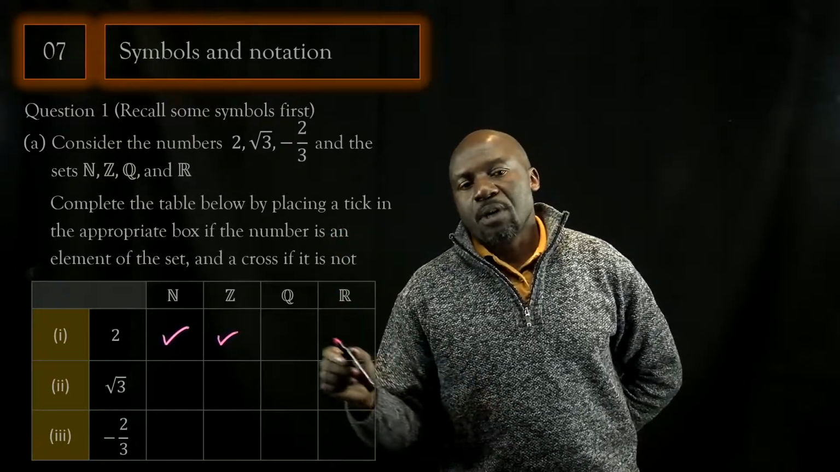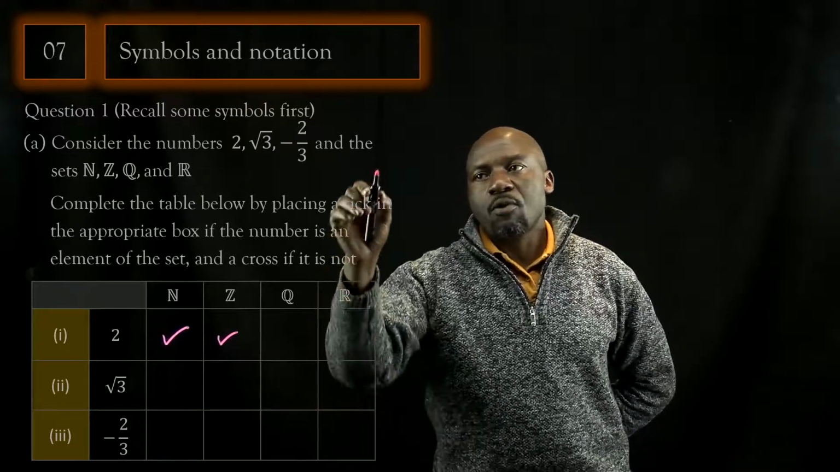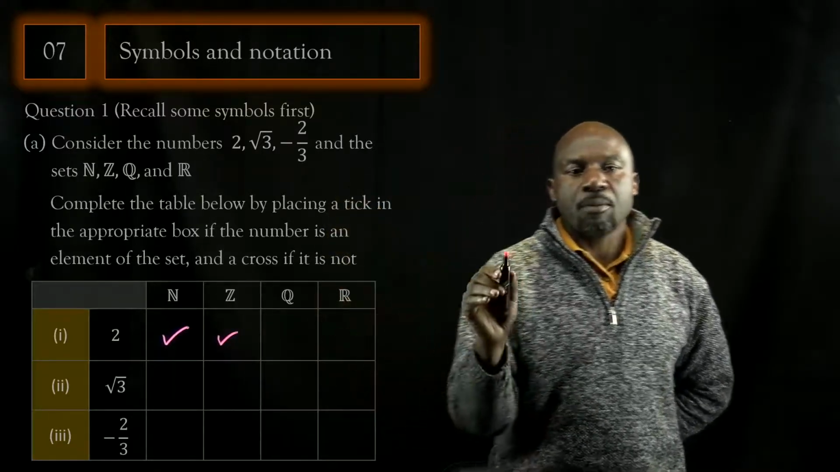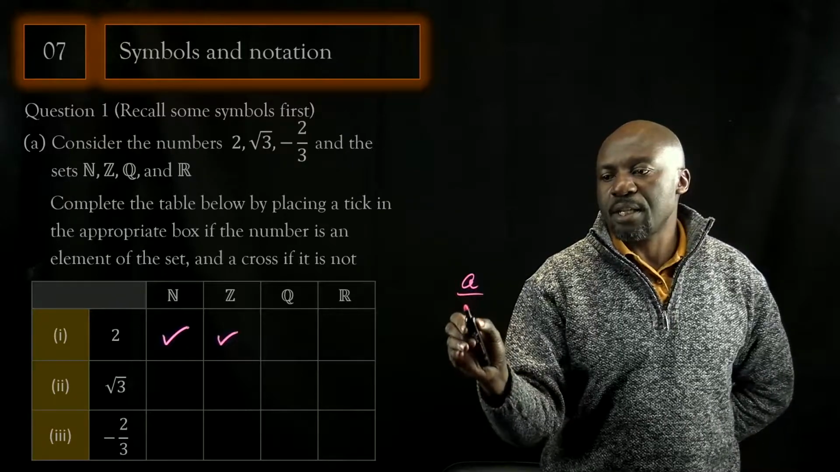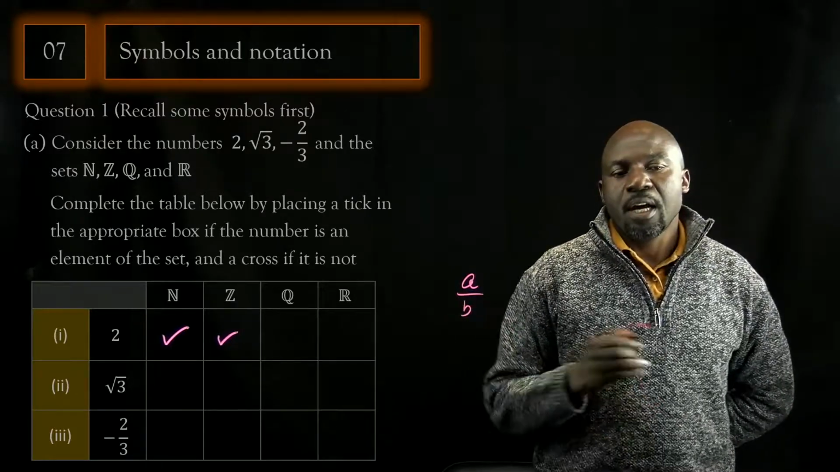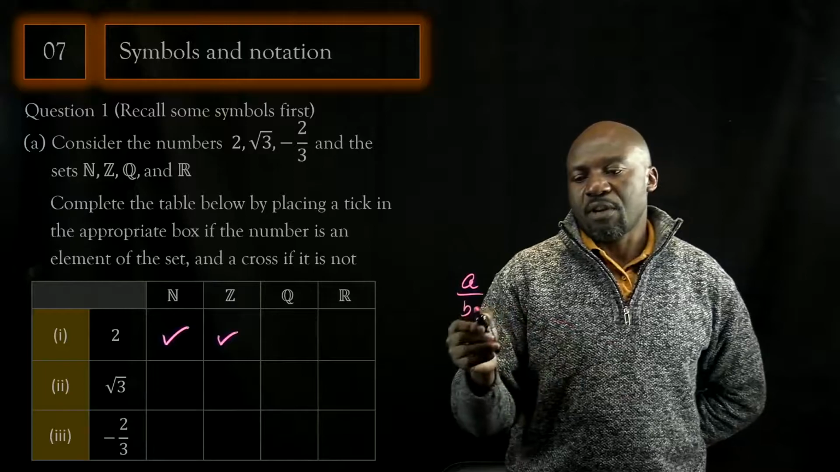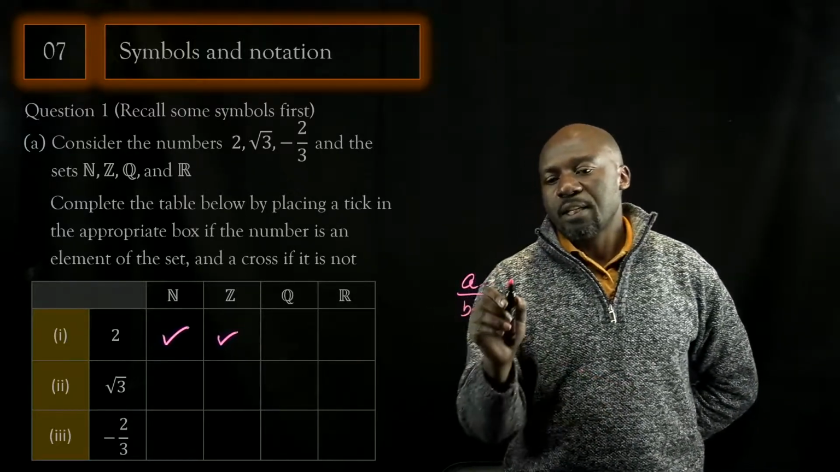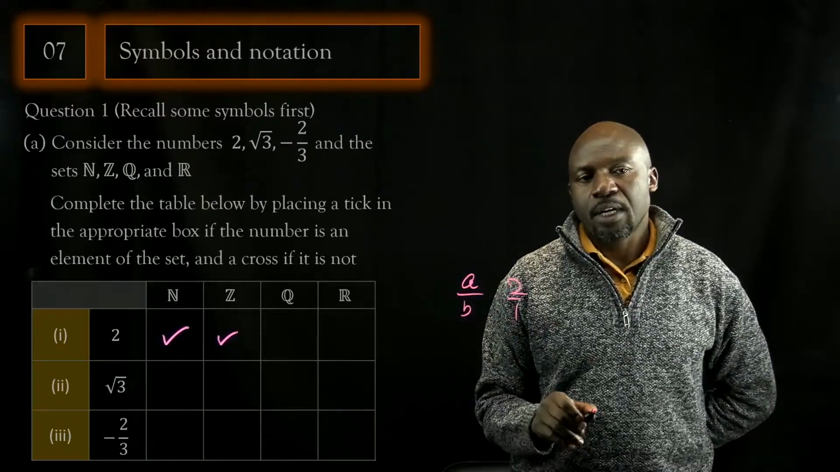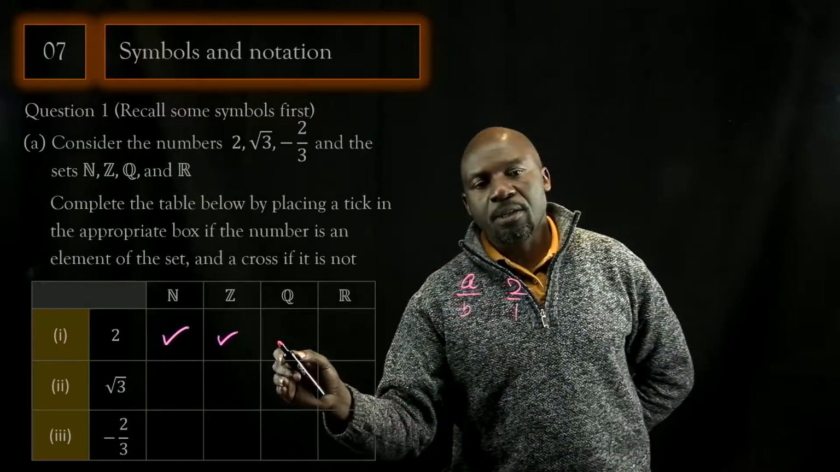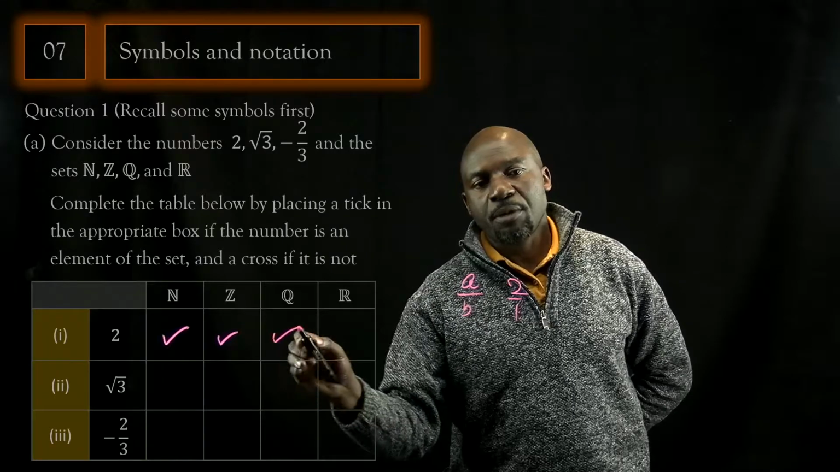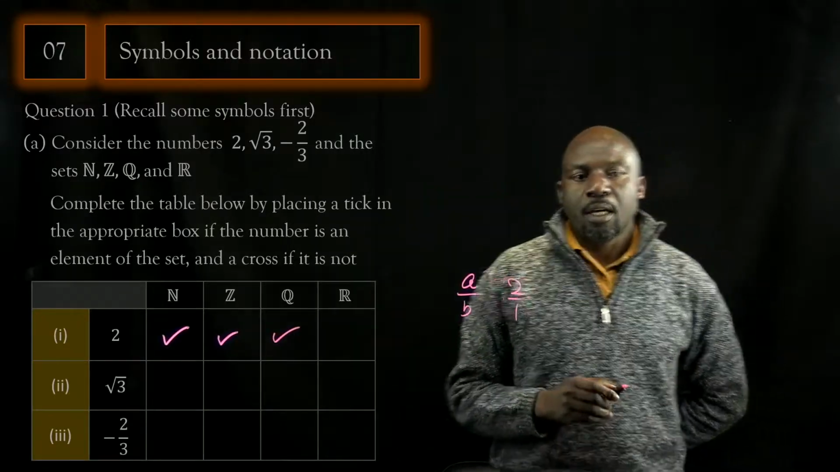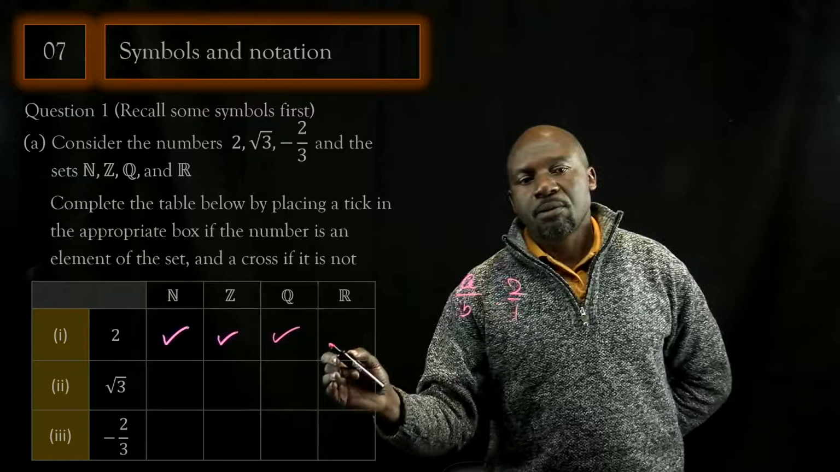Okay? So can we write 2 as some whole number A divided by some other whole number B? And the answer is yes, provided B is not 0. Yes, we can. We can write it as 2 over 1. Okay, so 2, therefore, is a rational number, and we can put a tick there. Is 2 a real number? Yes, 2 is a real number.